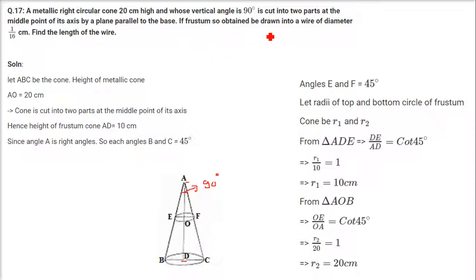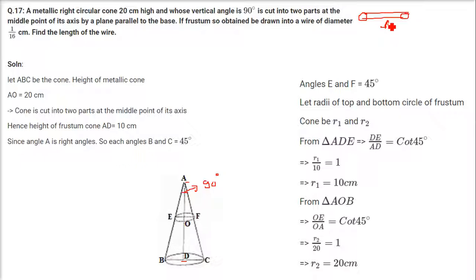If the frustum so obtained be drawn into a wire of diameter 1 by 16 centimeter, it is quite low. So a very long wire will be formed. So 1 by 16 centimeter. Find the length of the wire. So we'll find out the volume of this one and equate it with the volume of this one. That is the wire. Wire is nothing but a cylinder, a very small cylinder. Length has to be found out.